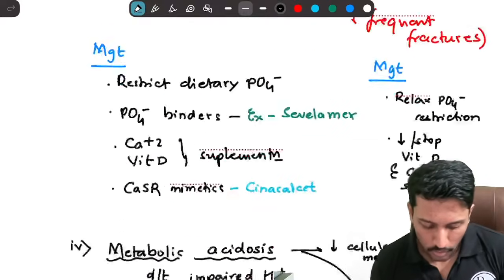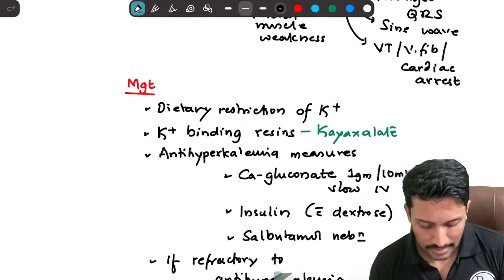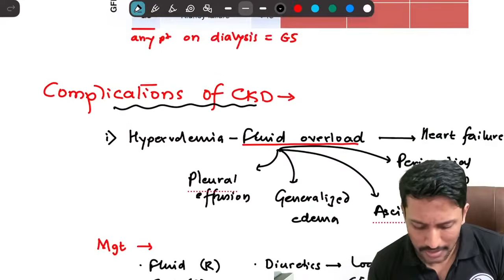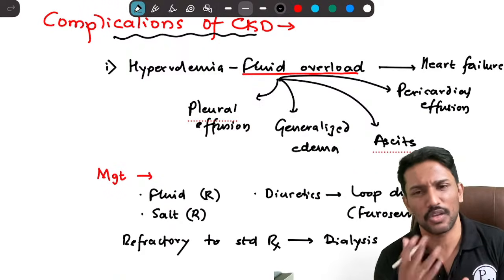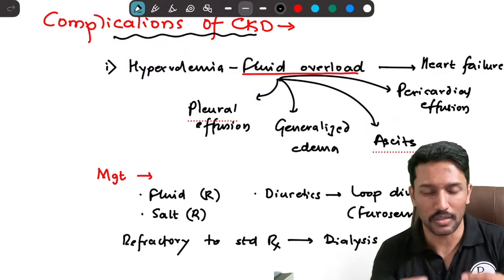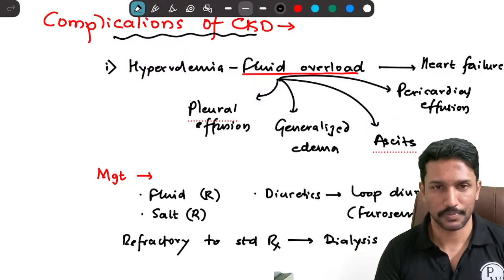Like if I talk about fluid overload, isn't it very challenging? It's not very challenging to manage, at least in initial stages: restrict the fluid intake, restrict the salt, and give diuretics. At least for a few months to a few years, you may be able to manage without dialysis.